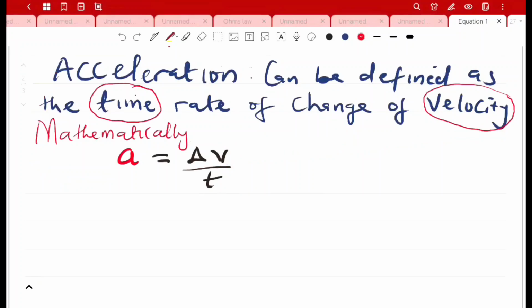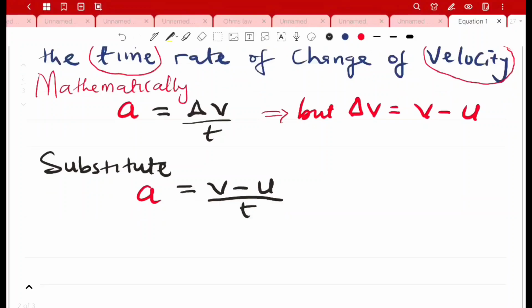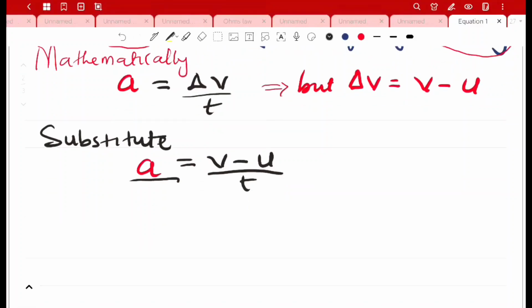So delta V simply means final velocity minus initial velocity, which is V minus U. So we'll substitute that into delta V. Anywhere we see delta V, we'll write V minus U. So A equals V minus U over T. Our goal is to make V the subject of the formula.